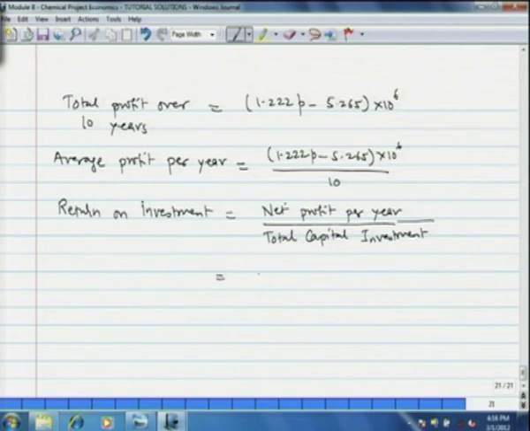And now we substitute values. The total capital investment is $28 million. So the denominator is 28 into 10 to power 6 and the numerator is what we just calculated, 1 by 10 into 1.22 P minus 5.265 into 10 to power 6, and this has to be equal to 30% or 0.3.